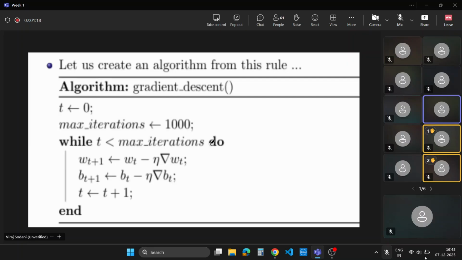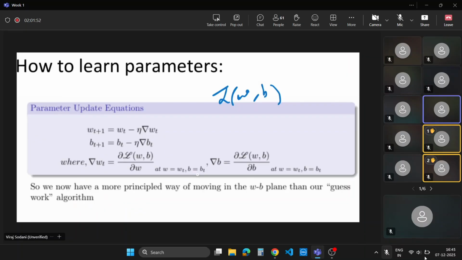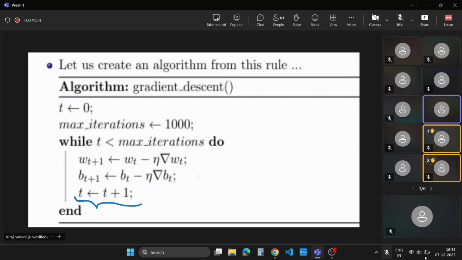So creating an algorithm to optimize our code: we initialize t to 0, and suppose the maximum iterations is 1000. While t is less than maximum iterations, we update wt+1 as wt minus eta into del of wt. Okay. And we increment t as t plus 1 in the end to keep count of the iteration. Okay. So any doubt up to here? All good?